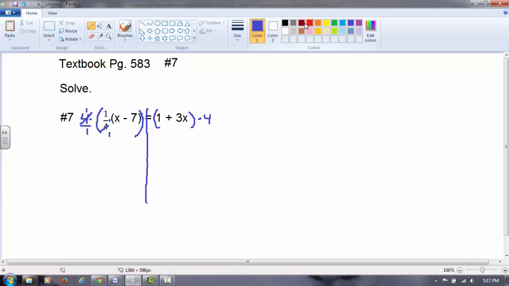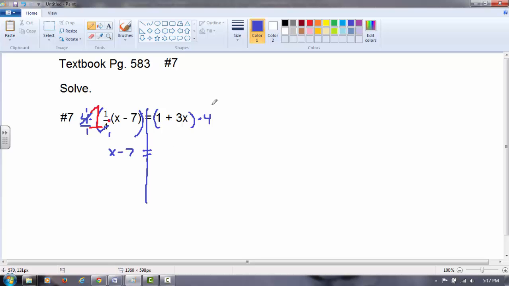I'm going to show it in red here. So this whole thing right here would be 1. And we would multiply it with quantity x minus 7. So that's not going to change anything. So I'm just going to write it as x minus 7 down here.